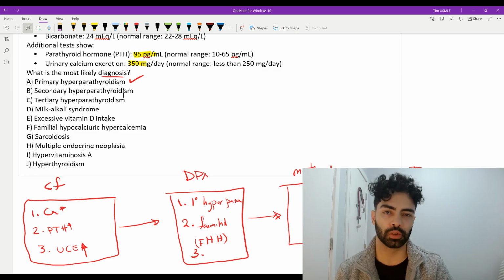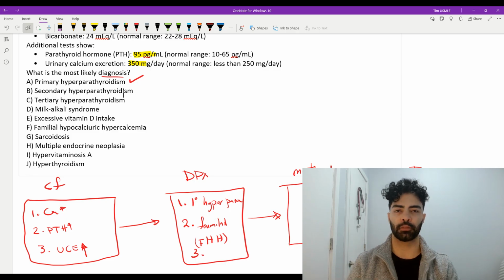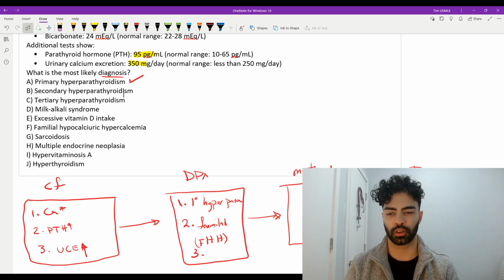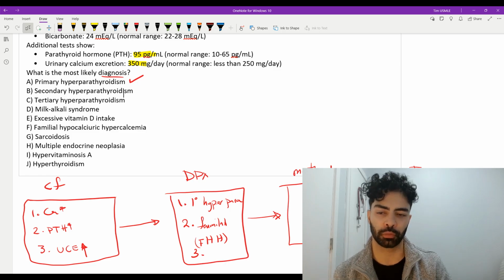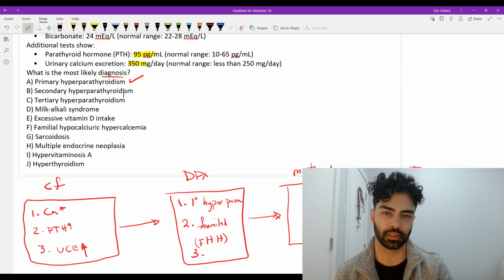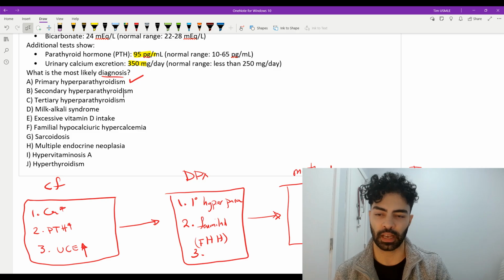And you will come across situations like this on the exams because sometimes you feel like two things are both correct, but one is certainly more correct, and you should be comfortable going with the one that you feel is more correct in situations like this. Hypervitaminosis A doesn't really affect calcium, and hyperthyroidism doesn't really affect calcium. So our answer for this one is A.